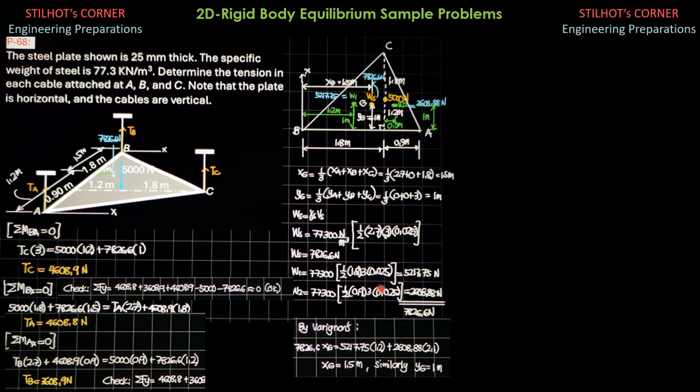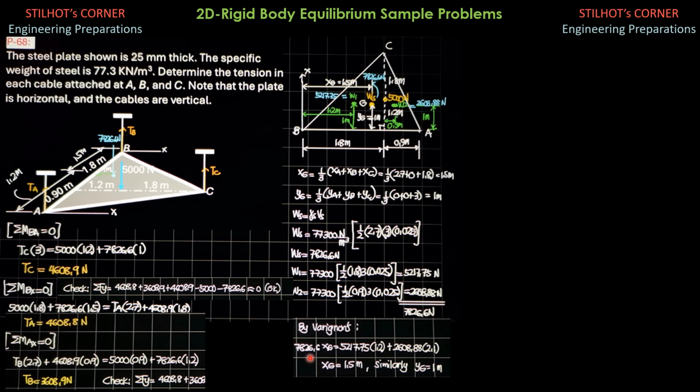Also take note that weight 1 plus weight 2 should be equal to the total weight, which is WS, 7,826.6. So that agrees with that value. So I apply Varignon's theorem, so that for those who do not know this formula, you can still show that xg is really 1.5 meters and yg is really 1 meter.